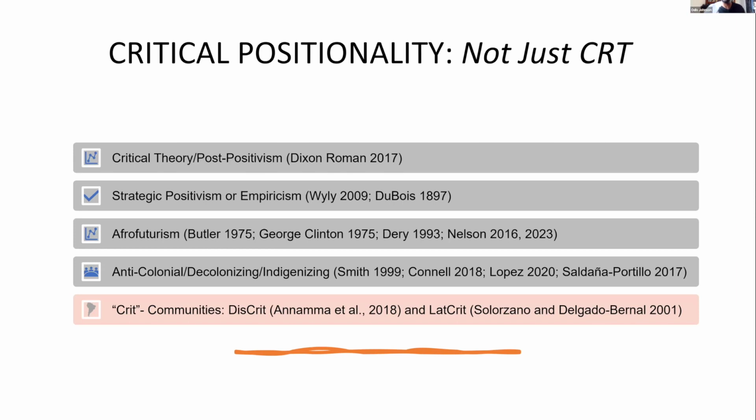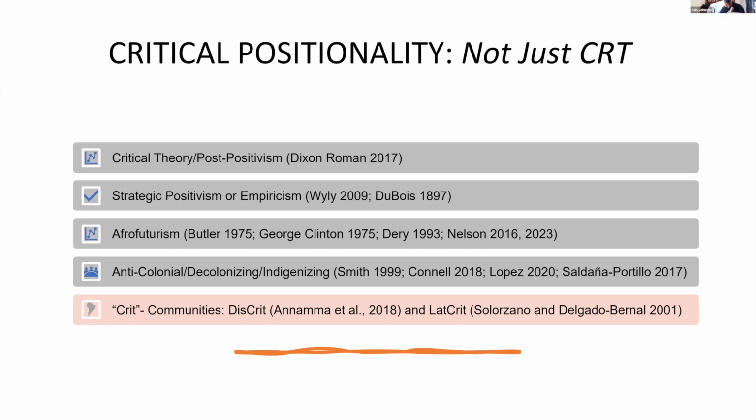Alondra Nelson is one of those more contemporary Afrofuturist researchers that is researching not only the digital divide, but also how African American populations are using DNA to understand their past so that they may reclaim or reimagine their present and future selves. So that's just a great example of Afrofuturism.